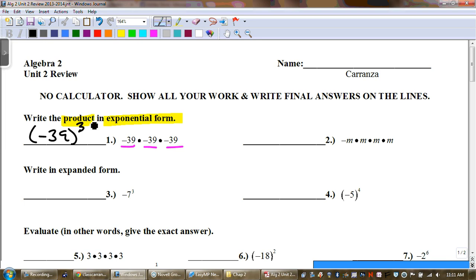Okay. Now with number 2, it's the same kind of thing. We've got 4 of those m's, but only 1 negative, okay? So as the previous one, all of them were negative. That's why we had the parentheses. Only one of them's negative, so that's why we have the negative outside of the exponent.